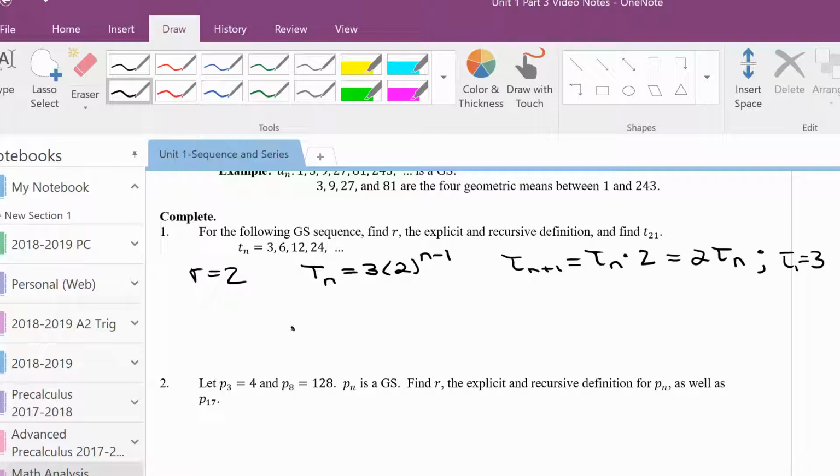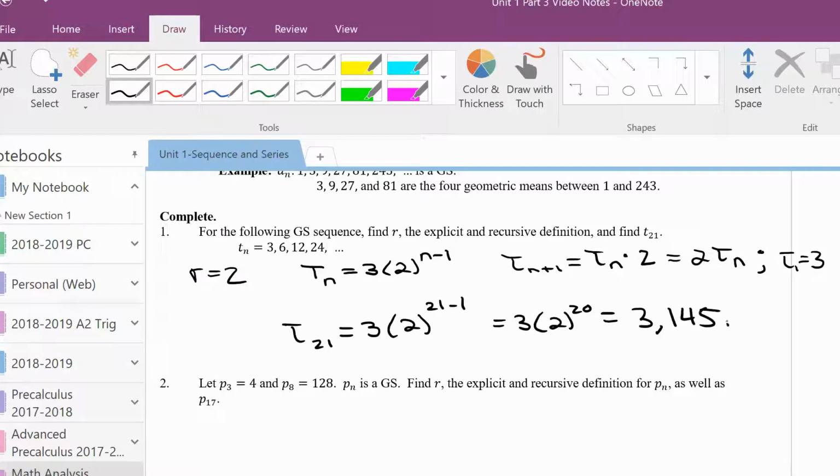To find the 21st term, we'll use the explicit definition and put 21 in for n, so it's equal to 3 times 2 to the 20th, which is 3,145,728.